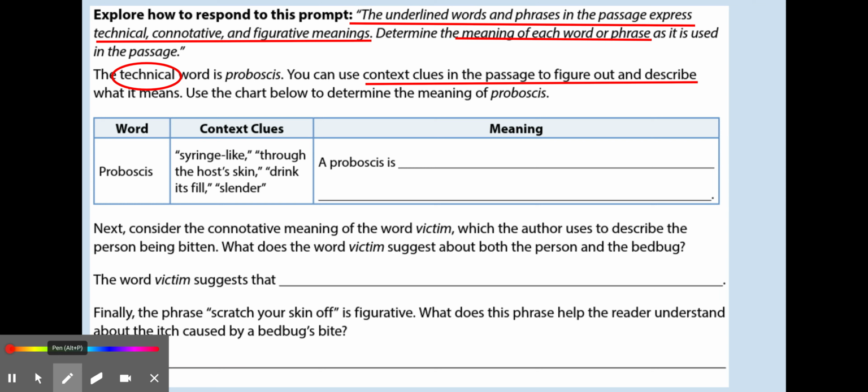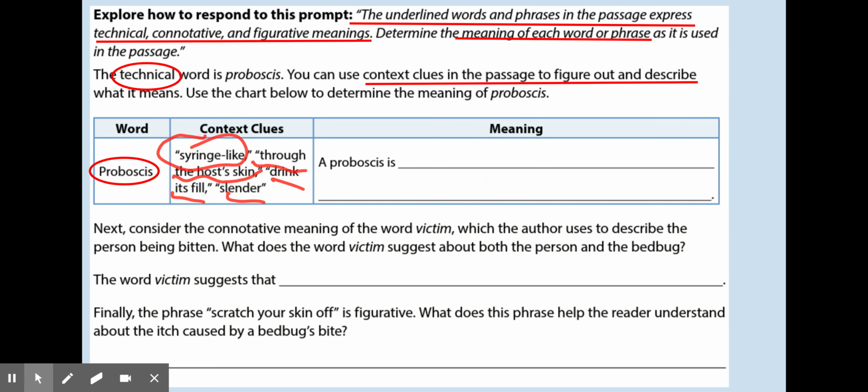It tells us that it is syringe-like, that it can go through the host's skin and you're going to drink its fill and it's slender, okay? Those things are very important because they're letting us know what it is. So a proboscis is, and you are correct. It's kind of like a straw. That's my best way to think about it because it is drinking up your blood when it's biting you, okay?